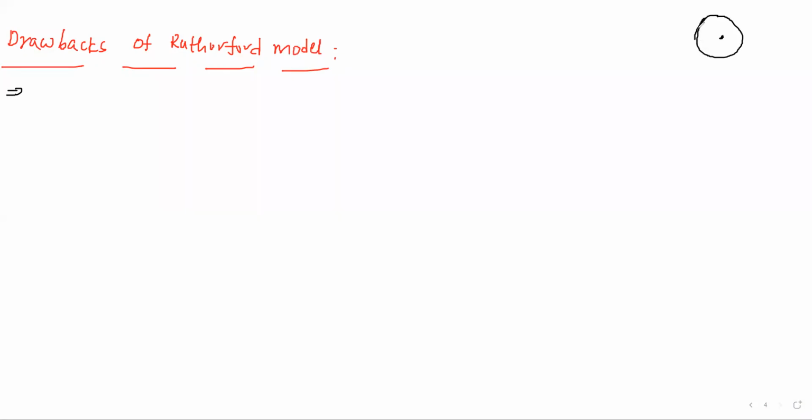And according to Maxwell theory, the revolving electron should lose its energy. It will move nearer to the nucleus. Finally, it should fall down on the nucleus. If it happens, the atom will collapse. But this is not happening. That was explained by the Bohr model. Now the drawback is that this theory could not explain the stability of the atom.